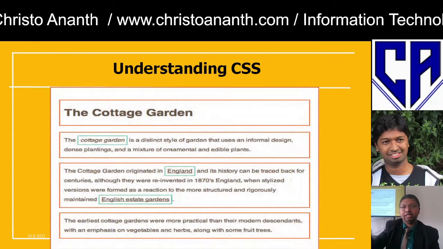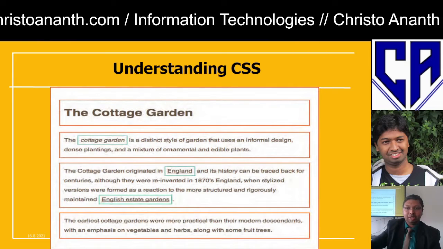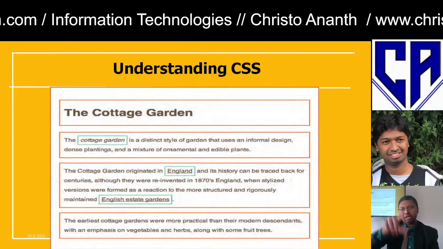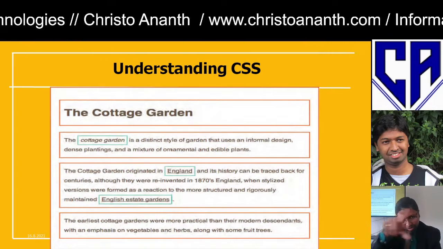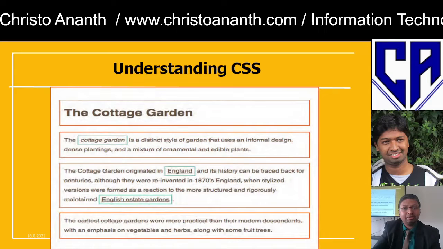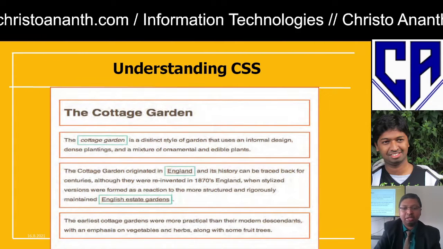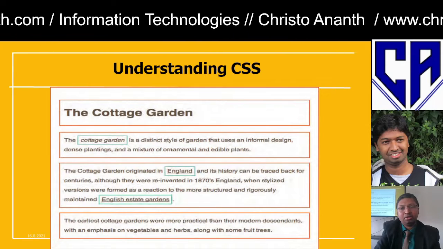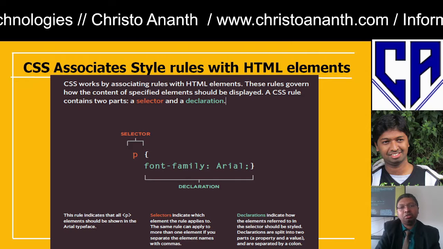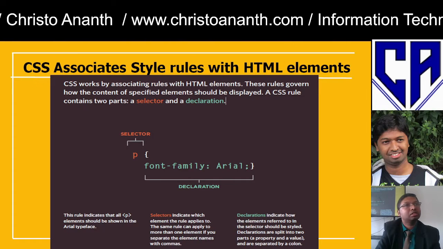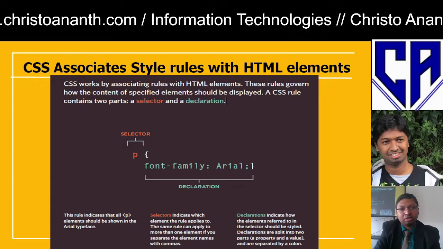So the cottage garden, you see cottage garden, it is displayed within the box, and similarly the second, you will have the paragraph that is within the box. Within the box you will have cottage garden, that is also displayed within the box, and similarly England underline is displayed within the box. So each of the things you can have within the box. So this is how you associate rules with HTML elements.